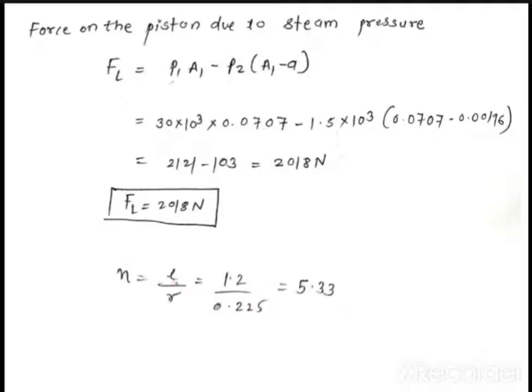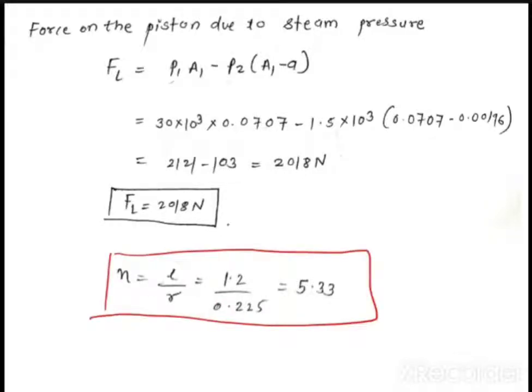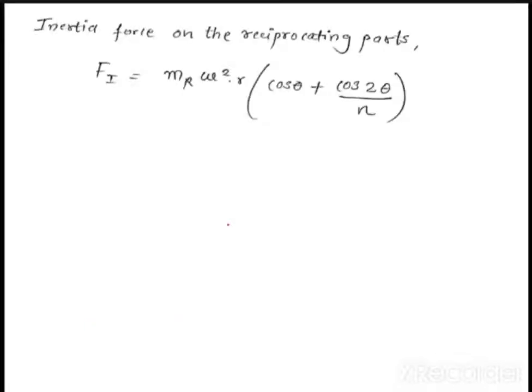What is L? Length of the connecting rod. R is nothing but the crank radius. So now you got n and you got FL. Okay. Clear? Next. Now you got this. Next one. Now inertia force. Now inertia force on the reciprocating part, you have to remember this formula. What is the inertia force?